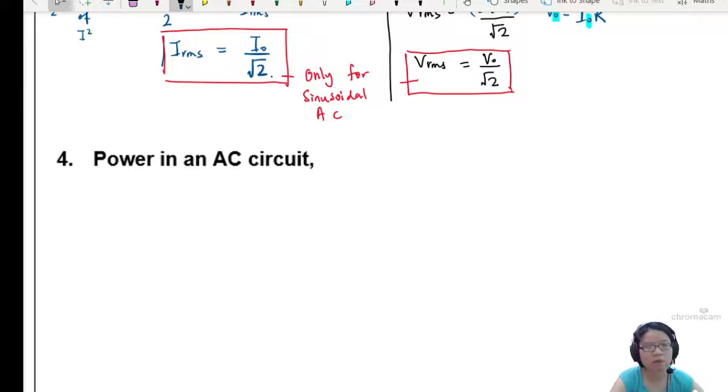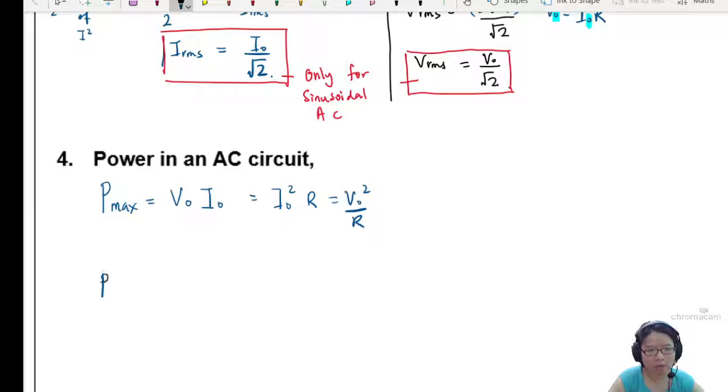There are two types of power. There is the maximum power in an AC circuit. I'm just going to call this P max. Maximum power: you will take maximum voltage multiplied by maximum I. Or you could take I naught square times R. You can also take V naught square over R.